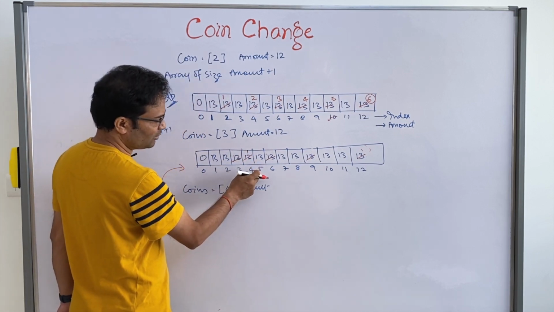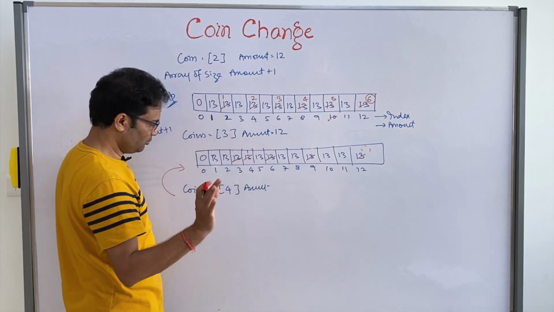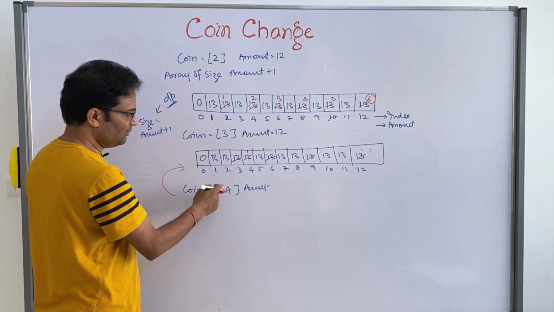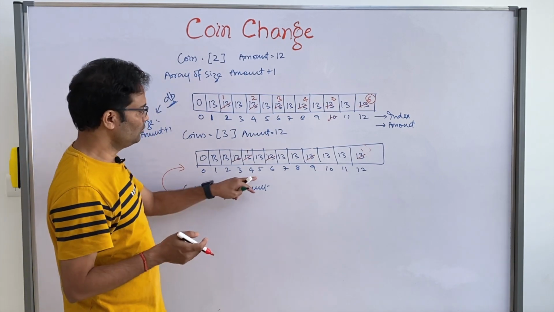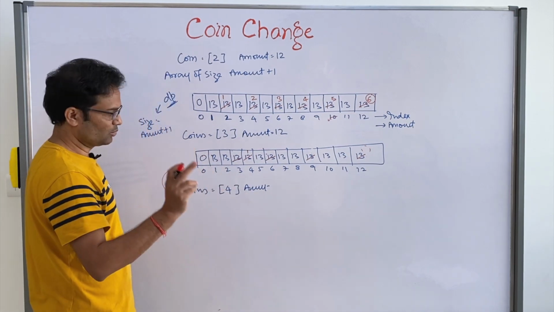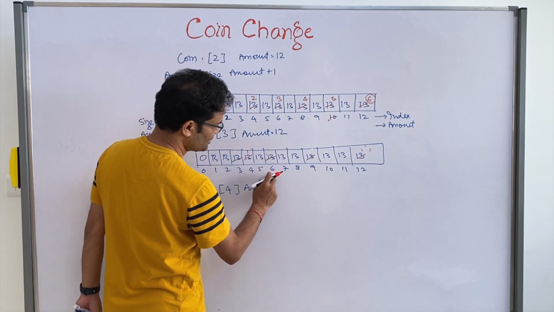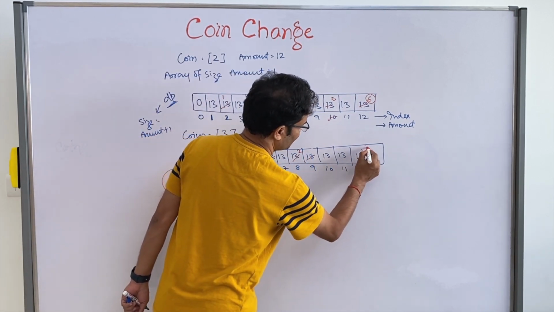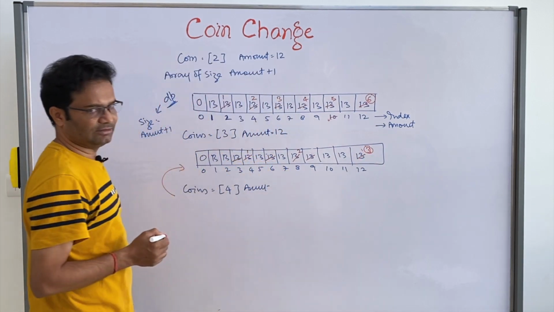I cannot make the amount 5 because I have only the 4 rupee coin, right? I cannot make it. If I had 1 and 4, I would be able to make 5. But in this example, I have only the 4 rupees coin. So I cannot make 5, 6, 7. I can make 8 and I can make 12. And here the answer is 3, right?